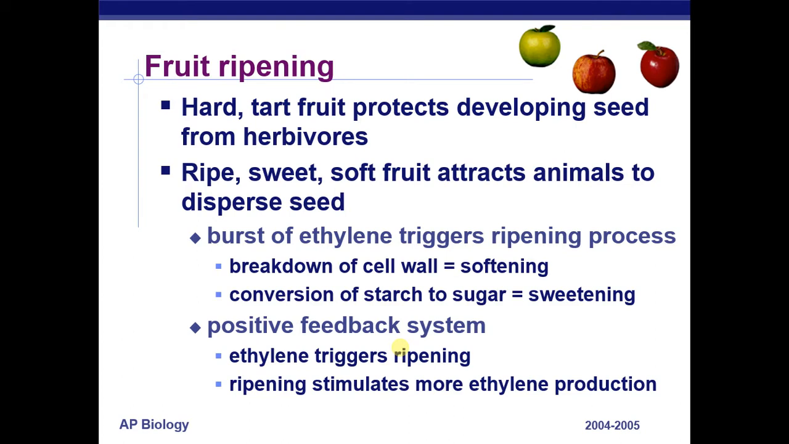So fruit are really important to plants because hard, tart fruit protects developing seeds from herbivores. So that's why while they're developing, fruit is really hard and tough and doesn't taste very good, because the seeds are still developing. But when the seeds are developed and ready to be spread, fruit ripens to become sweet and soft, so it's attractive to animals, because animals need to eat the fruit to disperse the seeds. Ethylene triggers fruit ripening, breaking down cell walls and softening it and converting starches to simpler sugars in the fruit.